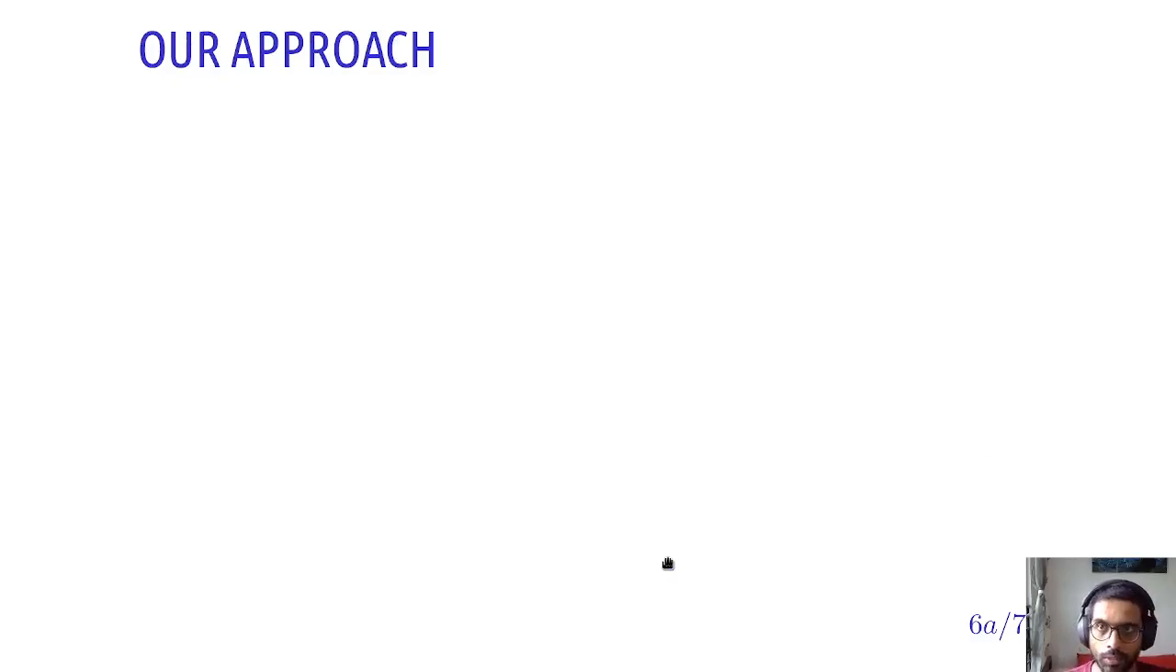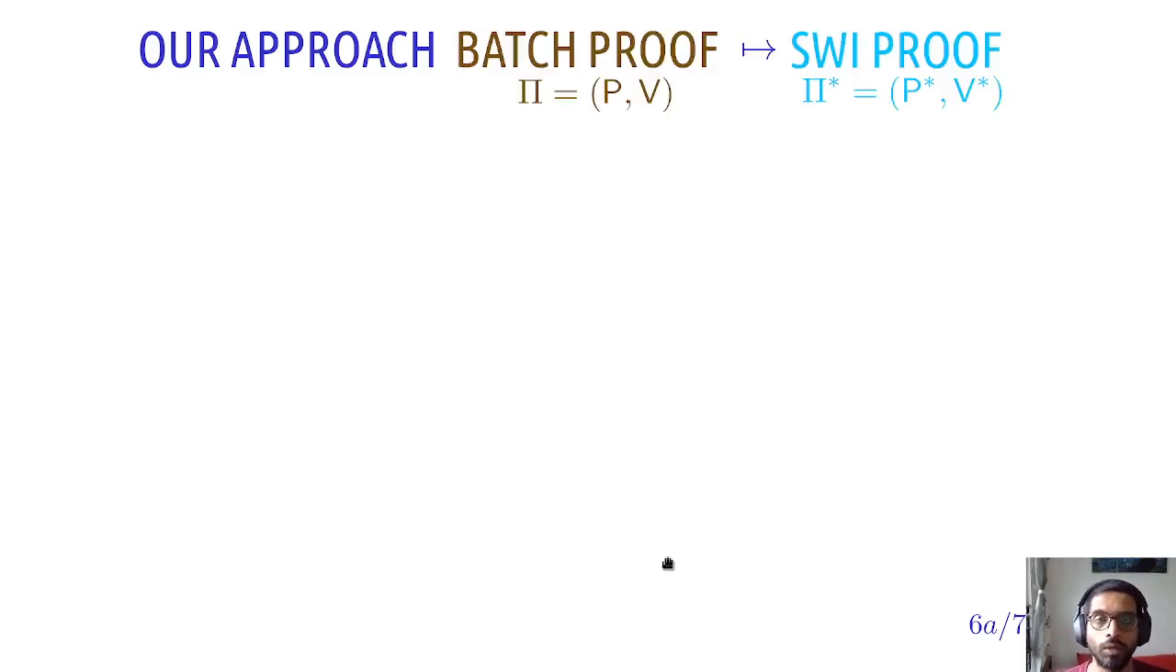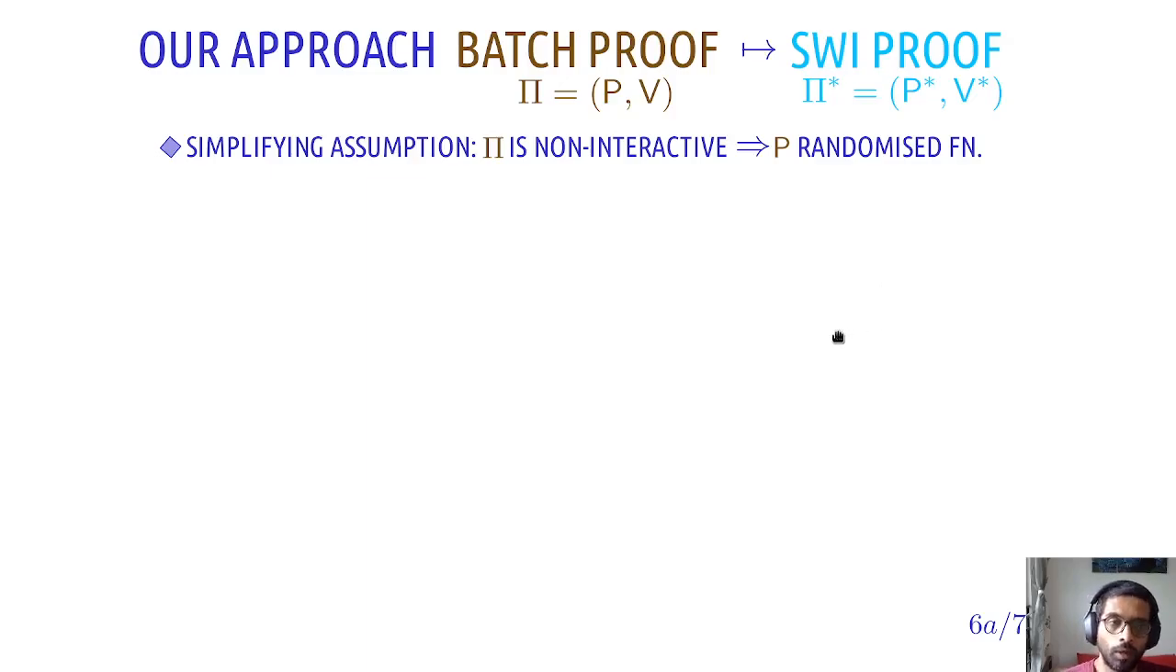In the last two slides, we will see how we achieve our result, on a very high level. For this talk, we will just focus on the proof part. The techniques for the non-interactive setting are mostly similar. If you want to know more about that, you should read the full paper. We are given a batch proof, pi equals (P, V), and we want to construct out of it an SWI proof, pi star equals (P star, V star), where the prover is non-uniform.